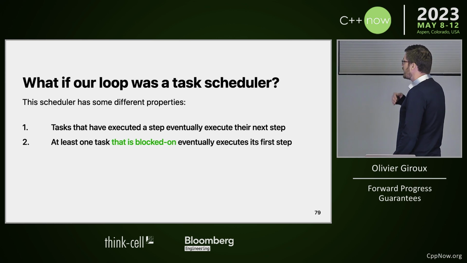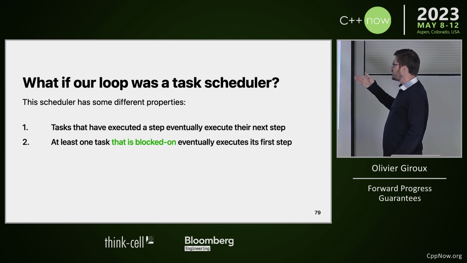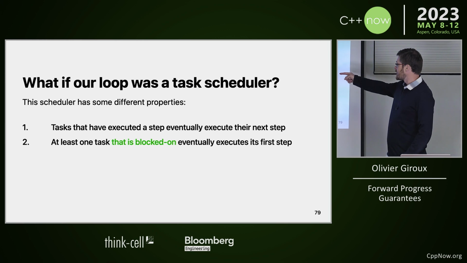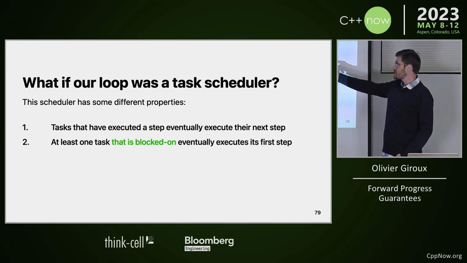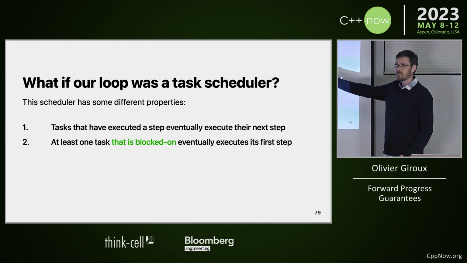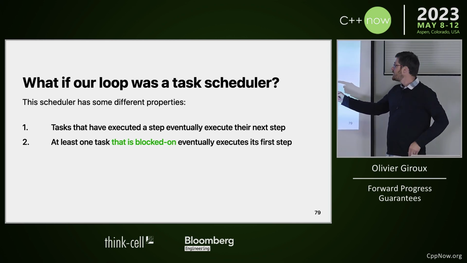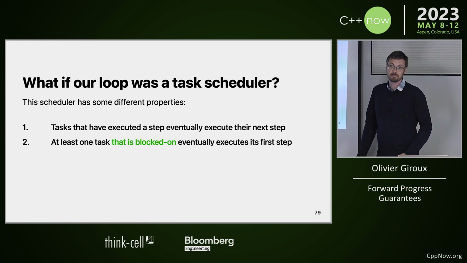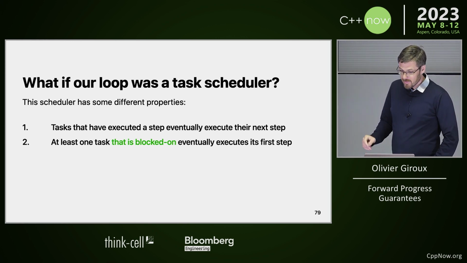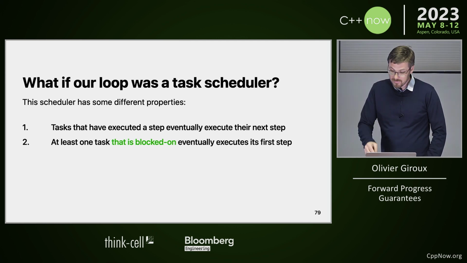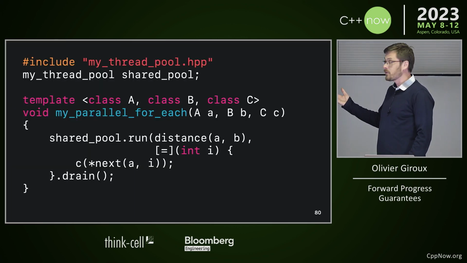Okay, so if we had a task scheduler here, then we've already settled on this thing at the top. Tasks that have executed a step eventually execute their next step, because every time I call one of the task functions, I execute that task function until it finishes on a thread. And at least one task, this is the previous guarantee that we had, now that we say that is blocked on, eventually executes its first step.